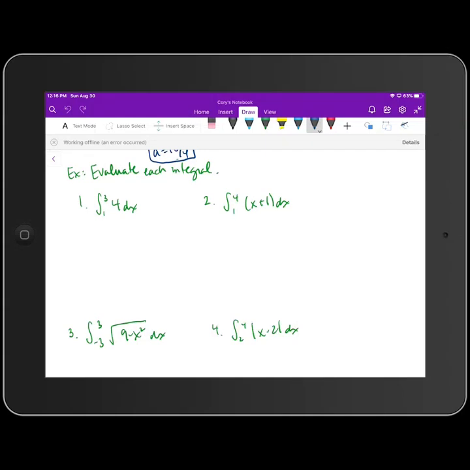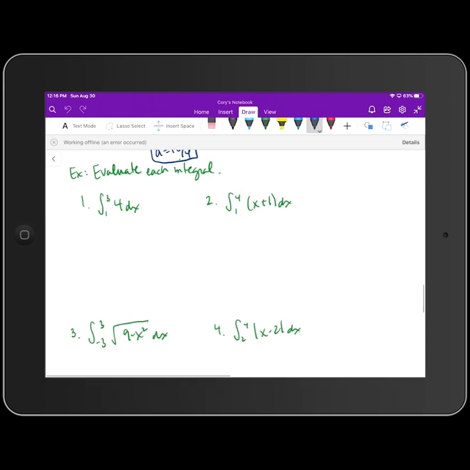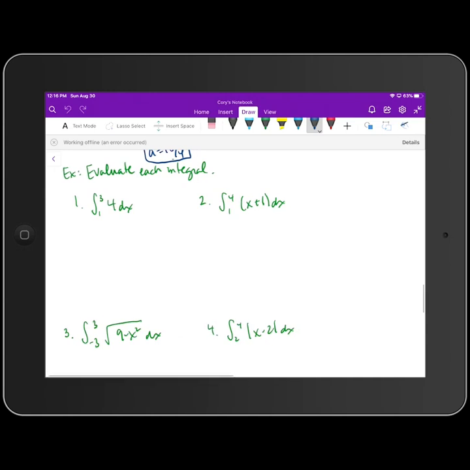Okay, so let's take a look at the next set of examples where the directions ask us to evaluate each integral. And we're going to be evaluating these using areas of geometric shapes. Okay, so for number one, we have the integral from 1 to 3 of 4, which we're integrating with respect to x. If you want to use the properties for a constant function, that's fine. If you want to draw a graph representing this, that's okay as well.